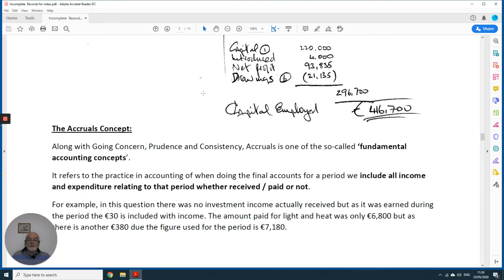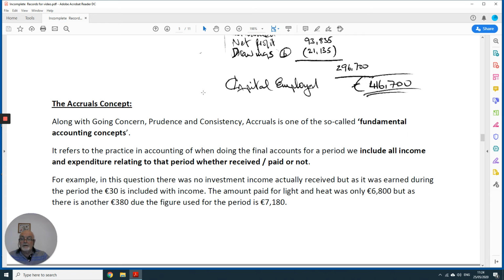The last part of this question asked what was meant by the accruals concept, and I've explained it there. There are 4 fundamental accounting concepts: the going concern, accruals, consistency, and prudence, the prudence principle. This one is asking us to explain the accruals concept. As I've said there in the second paragraph, that refers to the practice in accounting of when doing the final accounts for a period, we include all income and expenditure relating to that period, whether it was received or paid or not. And then it's always best to give an example taken from the question itself.